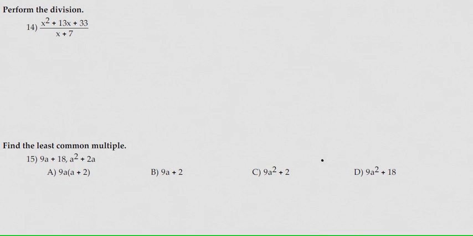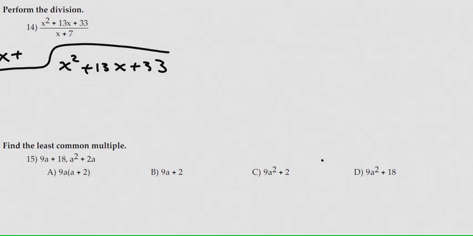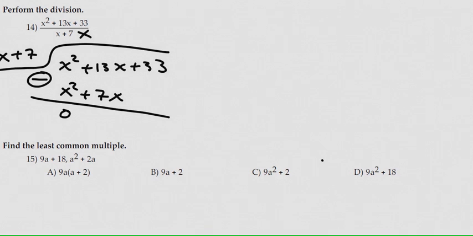We start with x squared plus 13x plus 33 divided by x plus 7. There are no zeros needed, because everything is there: x power 2, x power 1, and the number. Nothing is missing. Divide x squared by x, you get x here. Take this x multiplied by both: x squared plus 7x. Then we subtract. When we subtract, we get 0 here, right?